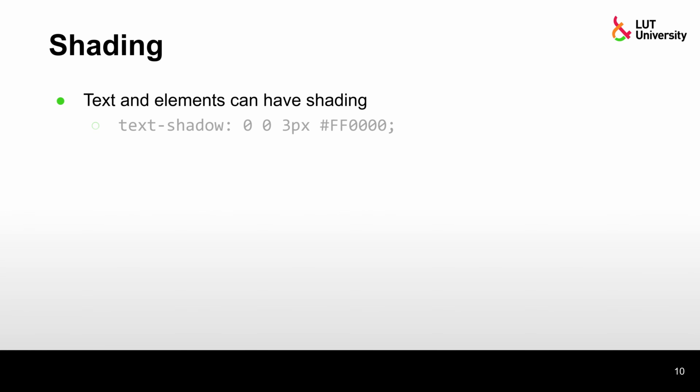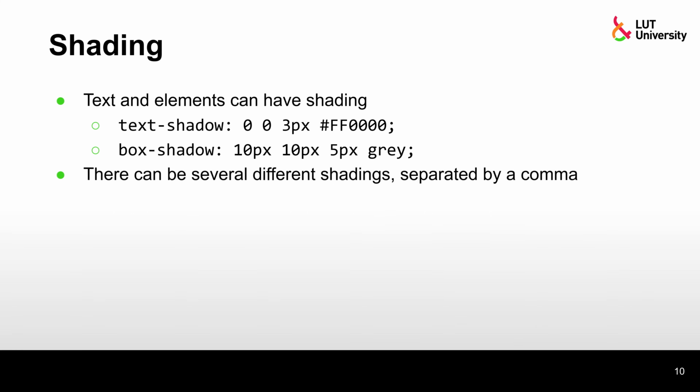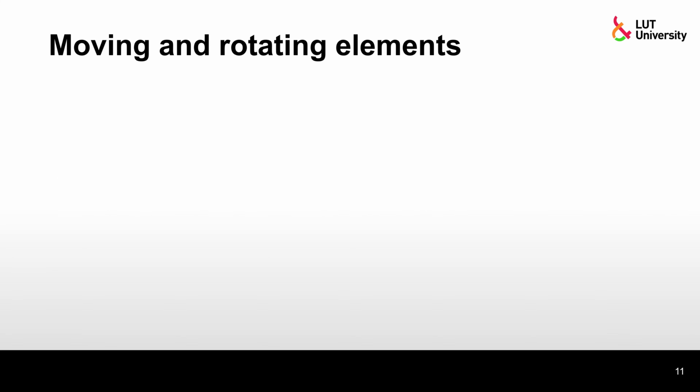We can build shading. Text and elements can have some shading. For example, text shadow. We are not moving the shadow at all. We are defining that it's 3 pixels and its color is red. And then box shadow, we are moving it 10 pixels to right and 10 pixels down. It's 5 pixels shadow and its color is gray. And there can be several different shadings separated by comma. So you can design that there would be green shadow on the left and right shadow would be blue or something like that.